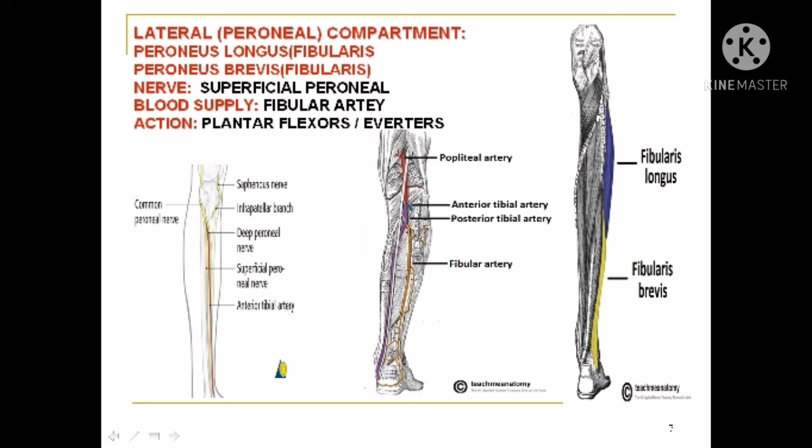These two peroneal muscles are also called peronei. These muscles are given in the diagram, and their nerve and blood supply, the vessels, are also being given.